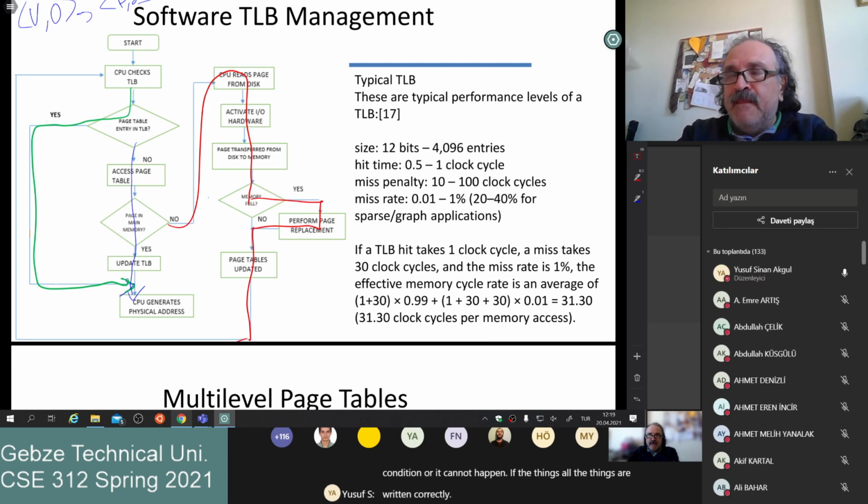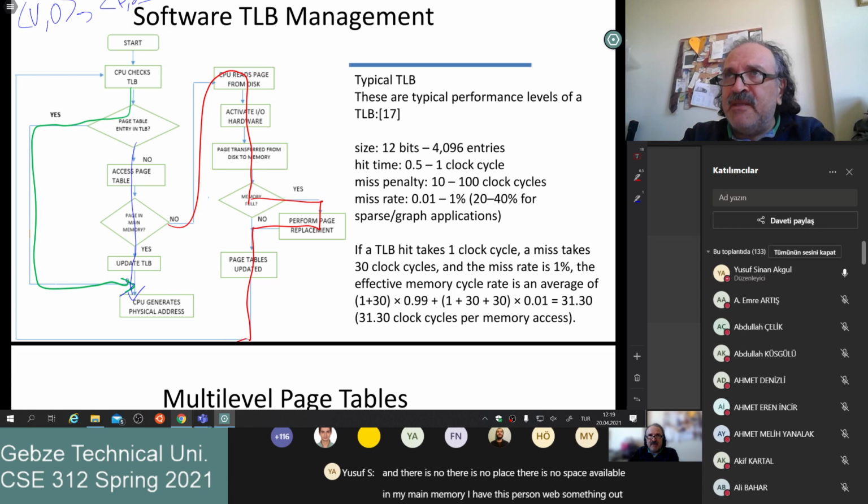But this could happen. I need a page. It is not in memory, so I am waiting for it to be available. While I am blocked, some other process runs, and it causes a page fault too. Now it is blocked and waiting for data, and there is no space available in my main memory. I have to swap something out, so I keep swapping the other process's pages. I am loading my page and some other process is swapping it out. That's a problem.